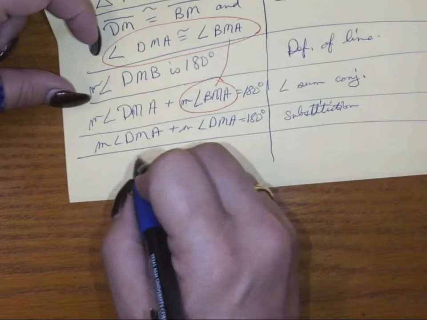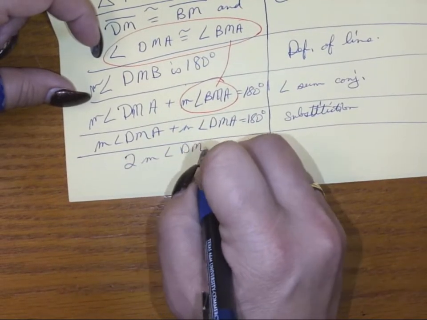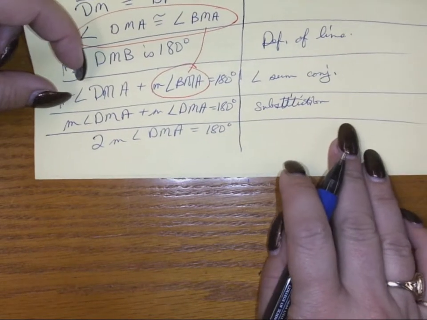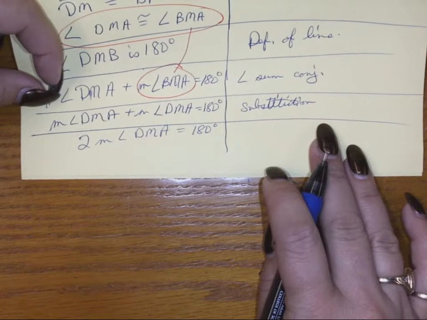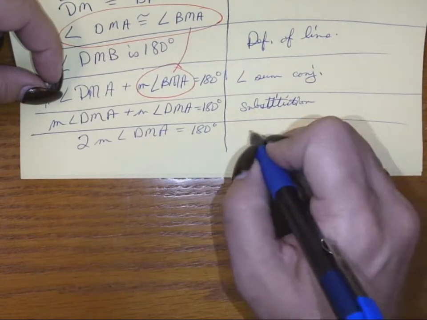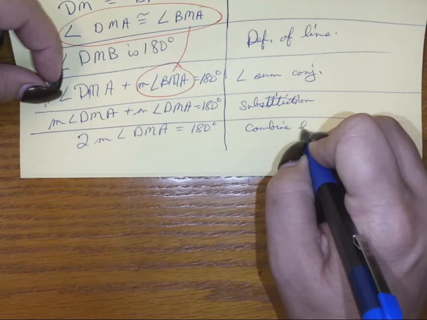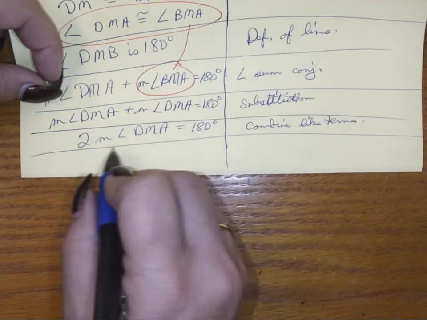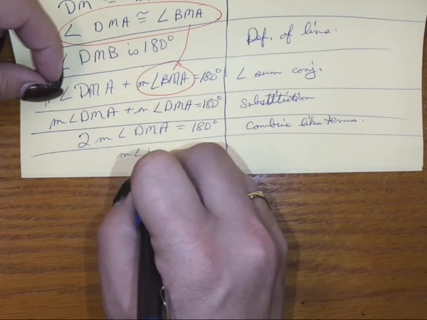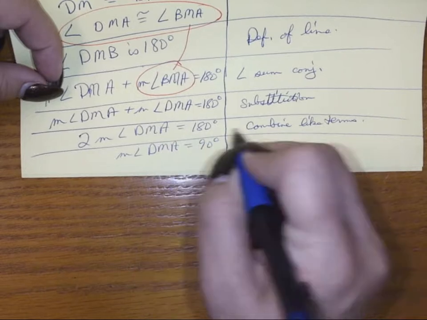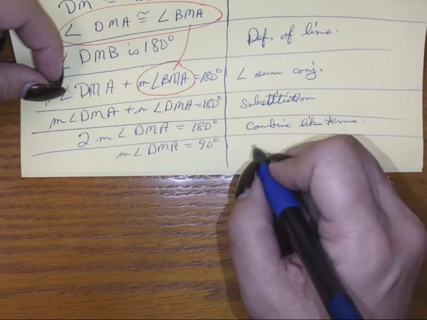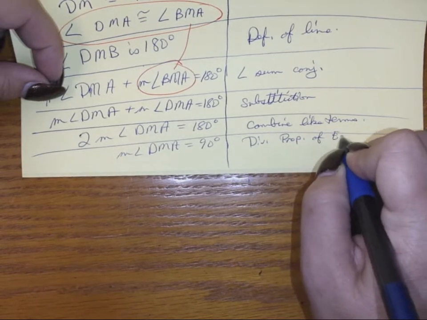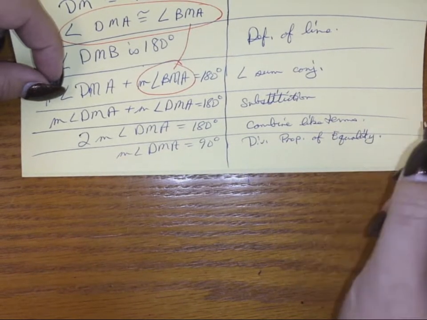And now look at that. So 2 measures of angle DMA equals 180 degrees. Okay, that's just adding together combined like terms, however you want to think about that. I'll call it combined like terms because we're getting into some algebraic stuff now. And then I'll divide both sides by 2. The measure of angle DMA equals 90 degrees. That's from the division property of equality. I divided both sides of the equation by 2.